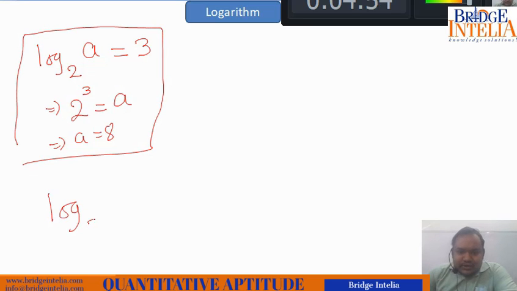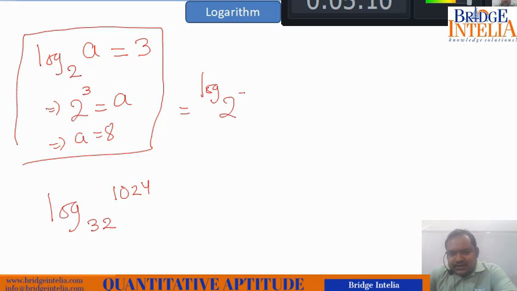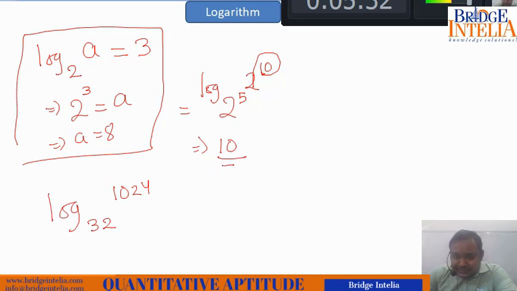Suppose log of 1024 to the base 32. How to deal with this? If you ever get this kind of situation, if you observe, 32 and 1024 are both powers of 2. So 32 can be written as 2 to the power 5, and 1024 can be written as 2 to the power 10. Now you have exponents both in the number as well as the base, so you can apply both in a single step. If you take out this exponent, it comes out and gets multiplied. If you take this exponent, it comes out and becomes the reciprocal.